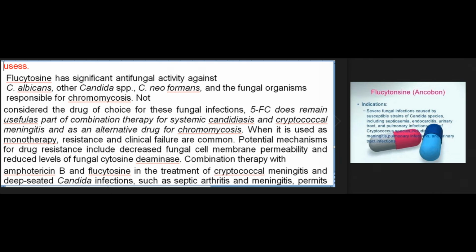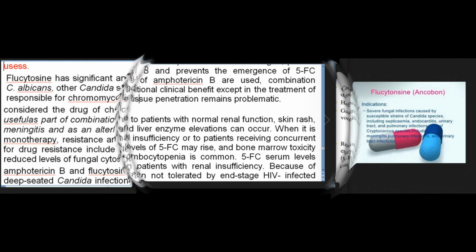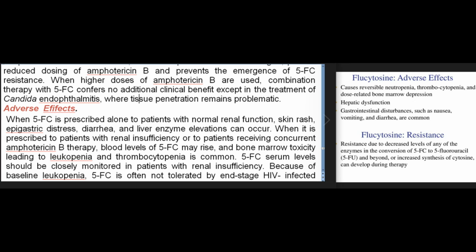Combination therapy with amphotericin B and flucytosine in the treatment of cryptococcal meningitis and deep-seated Candida infections, such as septic arthritis and meningitis, permits reduced dosing of amphotericin B and prevents the emergence of 5-FC resistance.